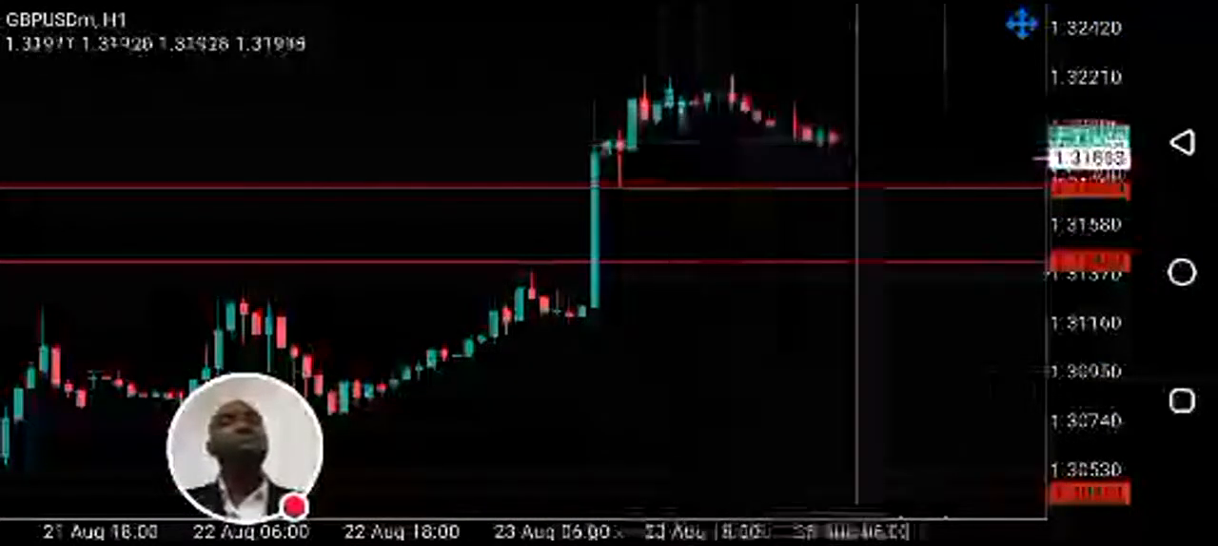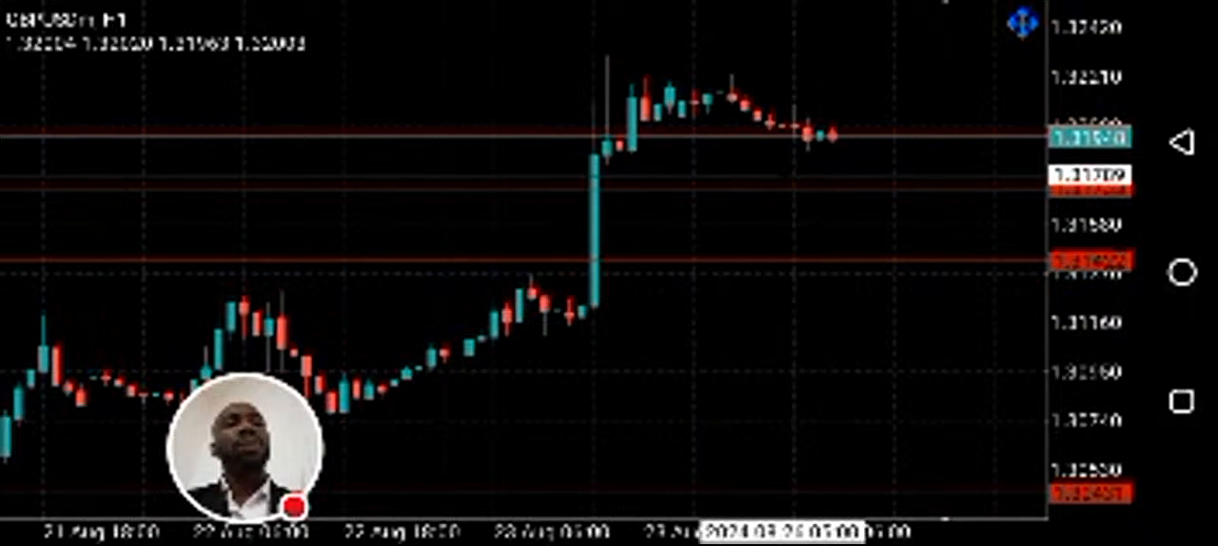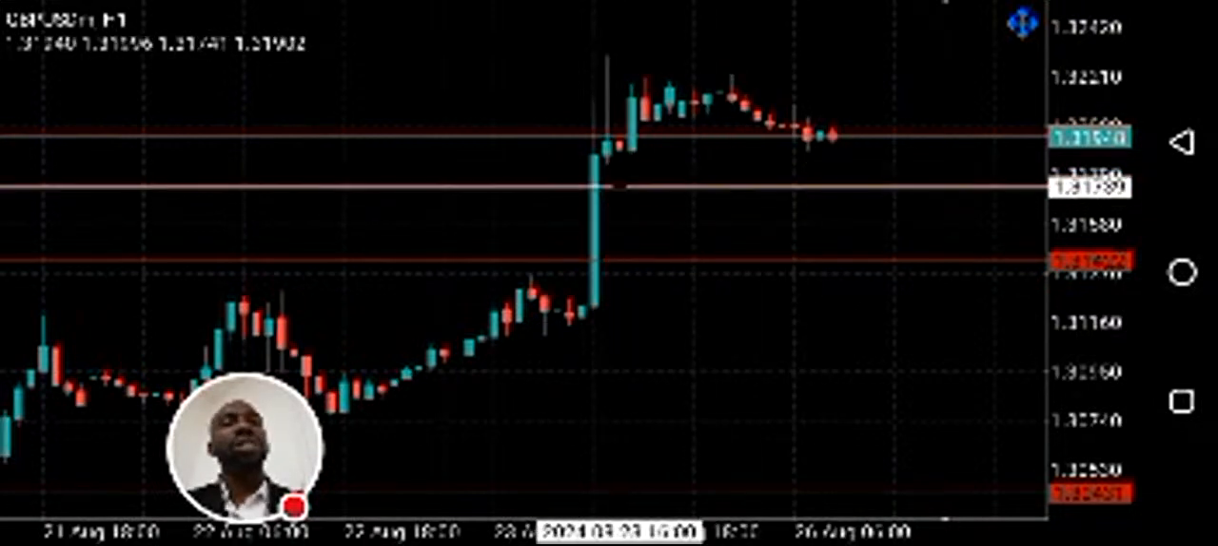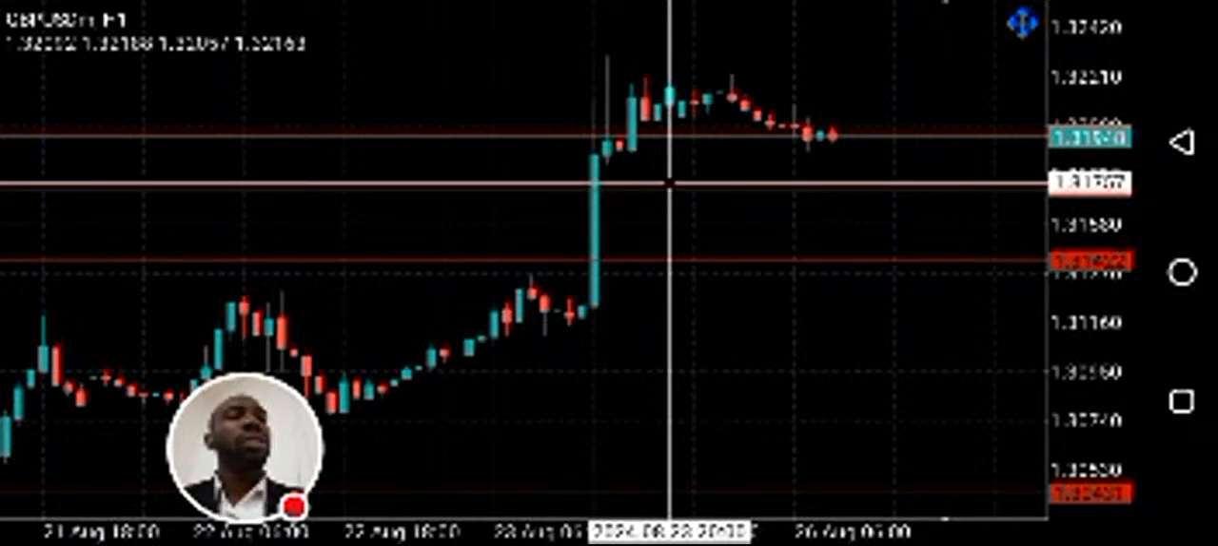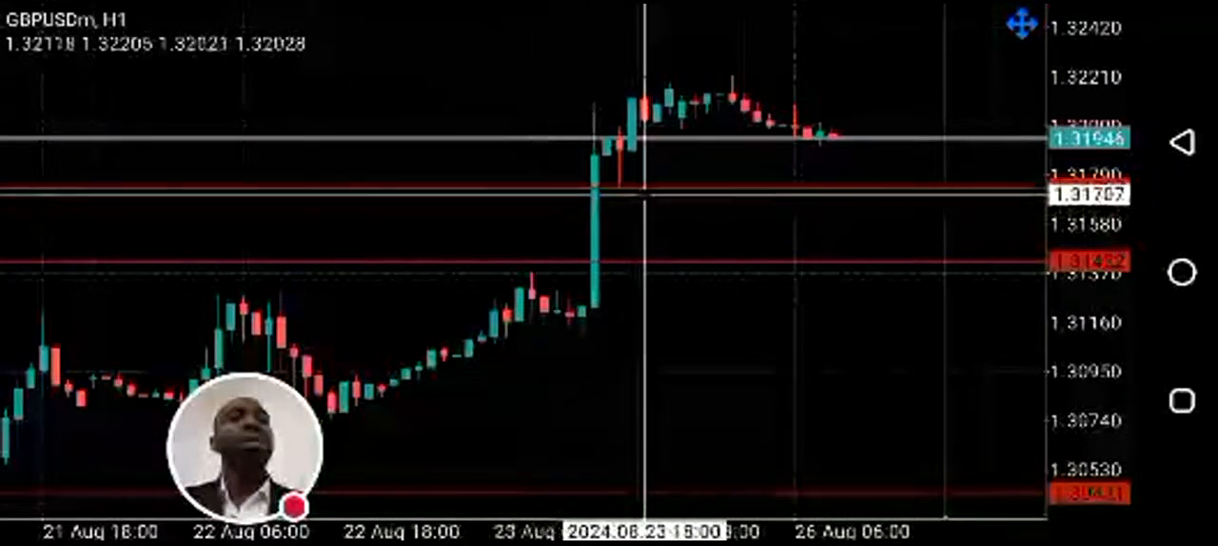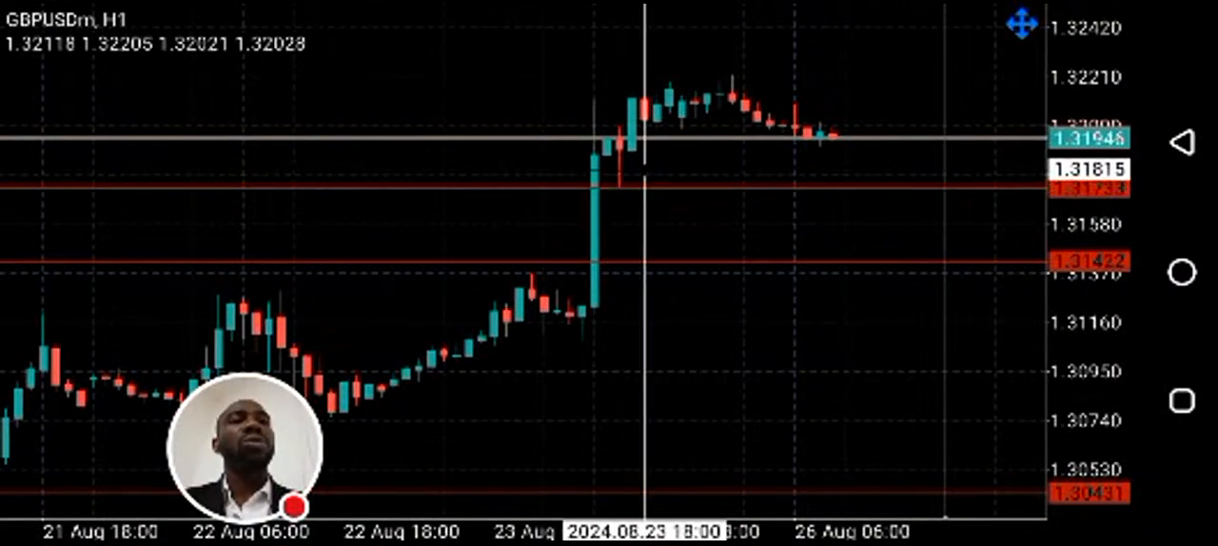Don't just jump in and start selling. A candle needs to close below this low. Okay, so be patient. Wait for a candle to close below this low.